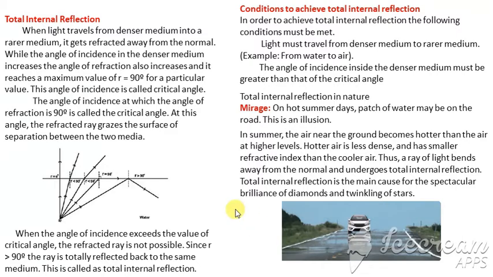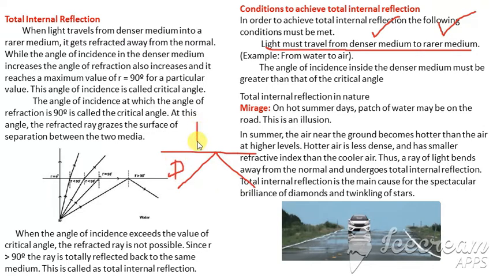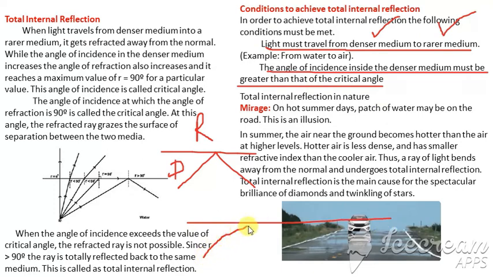Next we have the conditions for total internal reflection. For total internal reflection to take place, there are a few conditions. First condition: light must travel from a denser medium to a rarer medium. Light must always pass from the denser medium to the rarer medium; it should not travel within the same medium. Next, the angle of incidence inside the denser medium must be greater than the critical angle.